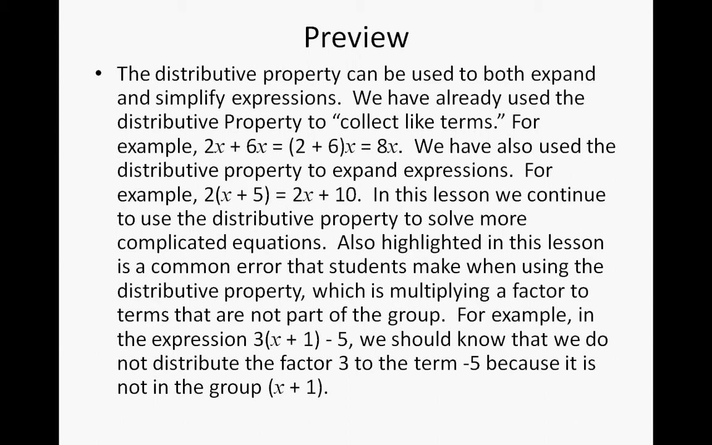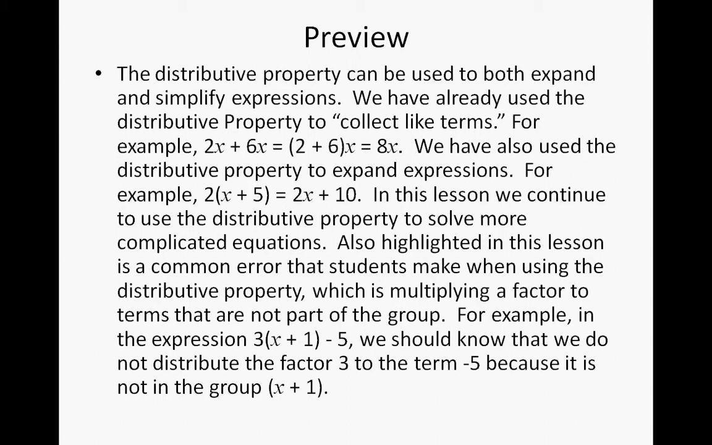For example, in the expression 2x plus 6x, we can collect the 2 and the 6 by factoring out the x, which means then we can add 2 plus 6 to make 8, and that becomes 8 times x. We've also used the distributive property to expand expressions. For example, 2 times the quantity of x plus 5 can be written as 2x plus 10.